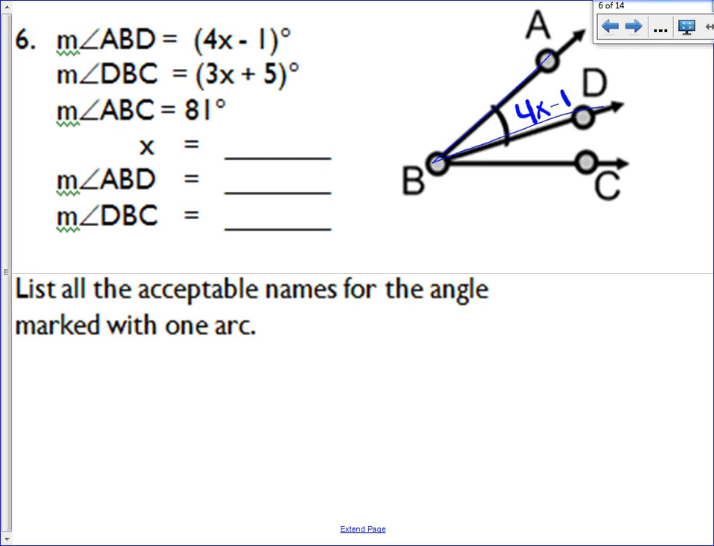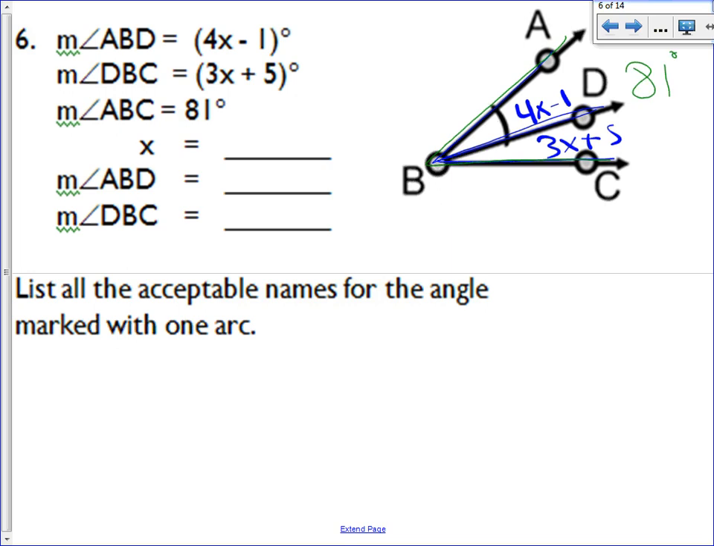ABD is equal to 4x minus 1. Angle DBC, that's equal to 3x plus 5. And we're also told that angle ABD, which is the larger angle, is equal to 81 degrees. So we'll put this out here.